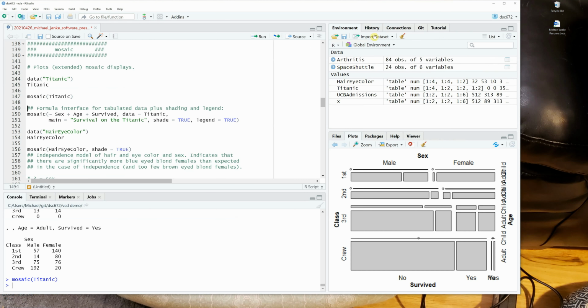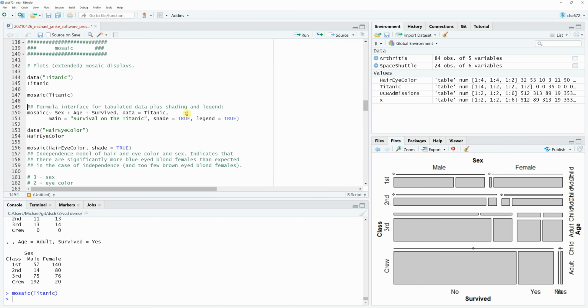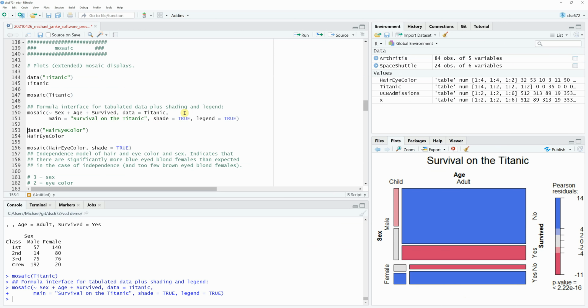So what we can do is add some shading in here and isolate it to a few of the variables. If we look here, we can now see some higher and lower than expected values, and the degree to which they occur. If we look at adults and males, there was a much more unexpected result of them not surviving. It might be interesting to find out why that was. And it's the reverse for females.